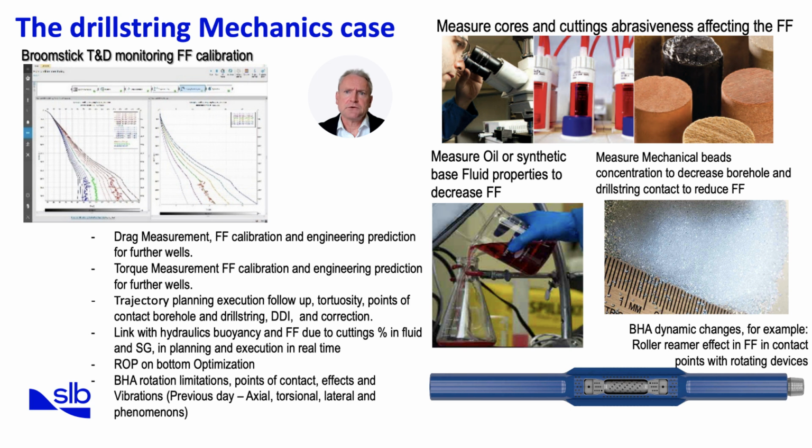We also account for the rate of penetration optimization at the bottom, BHA rotation limitations, and vibration modes, axial, torsional, and lateral, all of which impact performance. On the top of the slide, you'll see a broomstick torque and drag diagram. This visual highlights calibration of friction factors, showing how field data is matched with modeled lines. By interpreting deviations, we can identify problems such as cuttings buildup or excessive contact points.